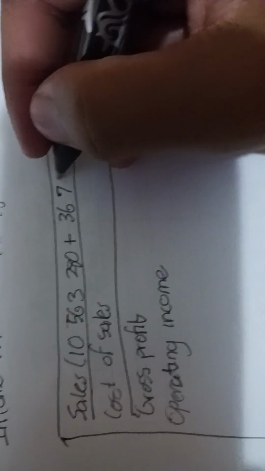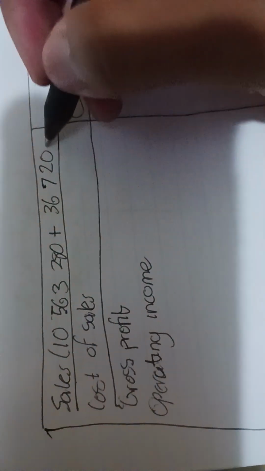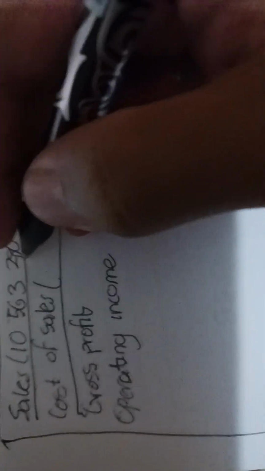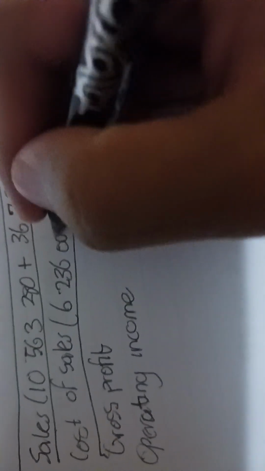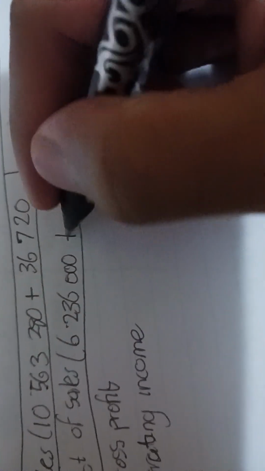So it's 36,720. Remember, it was omitted, so that's why we add it. And then for your cost of sales, according to this information, we have a cost of sales of 6,236,000. You're just going to write that here, and then you add 24,000, because our cost of sales is increasing. Cost of sales is an expense, and expenses are increasing. I hope you guys understand.